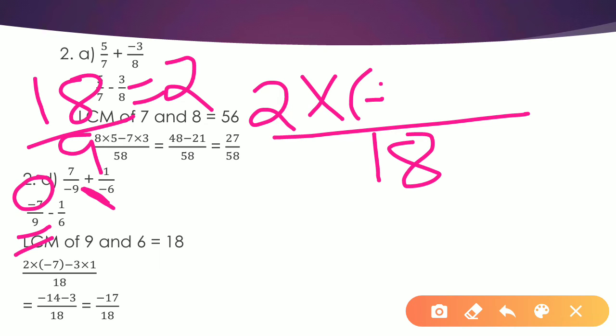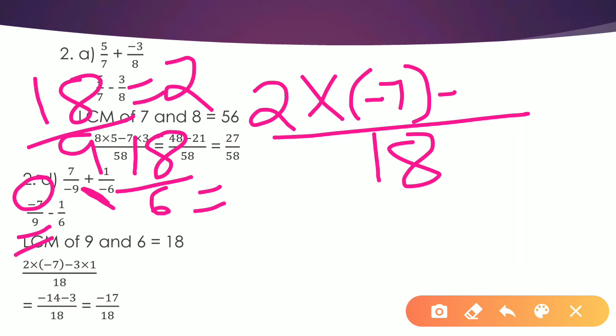7 is with the negative sign, so you write it in a bracket. After that, what is the sign? The sign is negative, so write here minus. Then again do the same. Write 18, the LCM, upon the denominator of the second rational number, which is 6. This will give you 3. Now multiply this 3 with the numerator of the second rational number, which is 1 here.